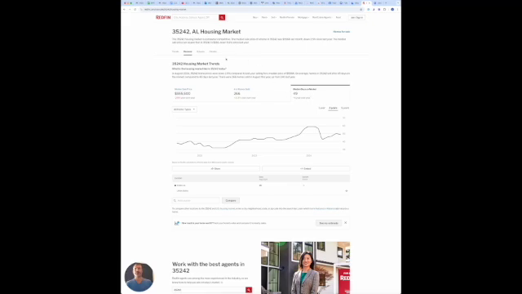Okay, so that's how to use Redfin. You can dive way deeper into this and get more information, but that's the basics. Look at your days on market, look at the trends inside your market to see if that is one you want to play in or you do not want to play in.